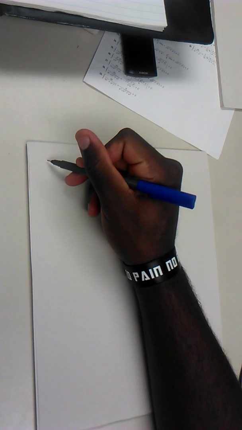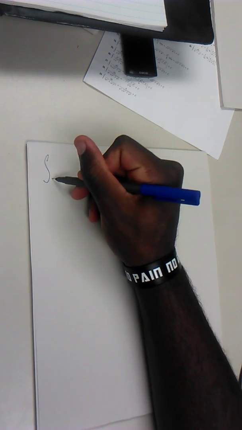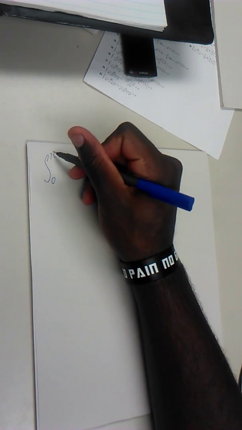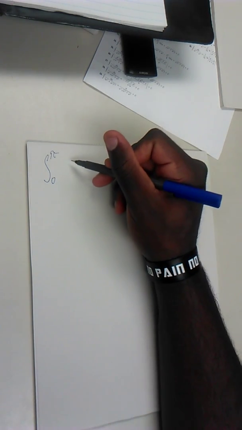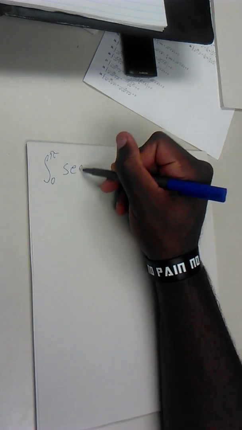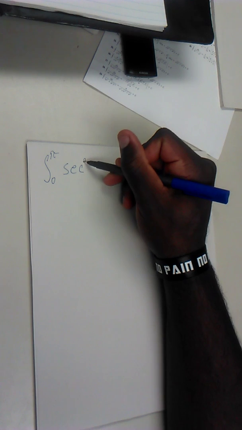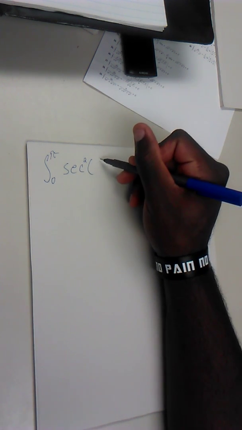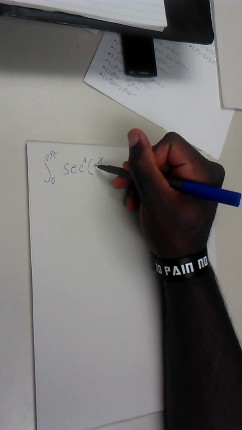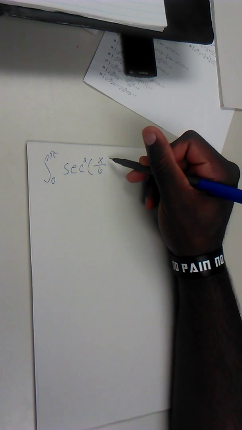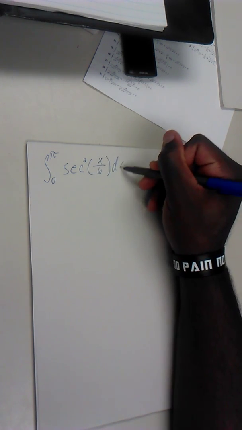Now let's go and look at a trig definite integral. Let's take the limit going from 0 to pi of secant squared of x over 6 dx.